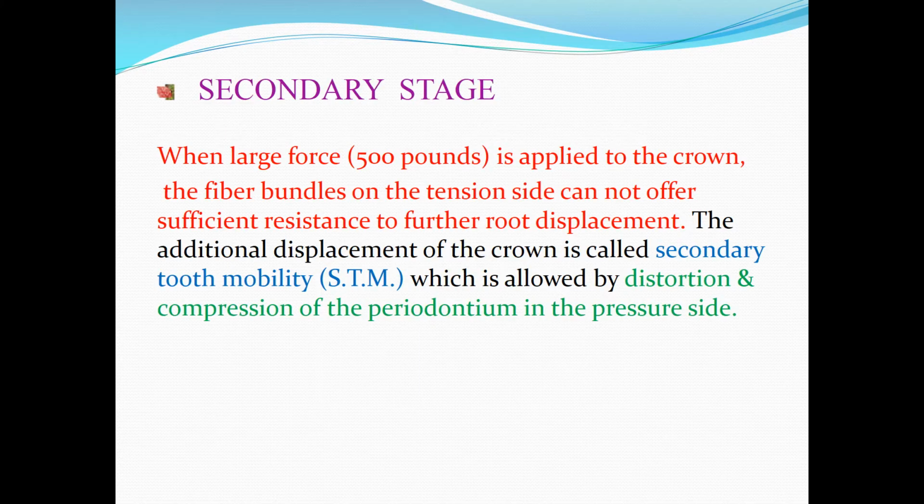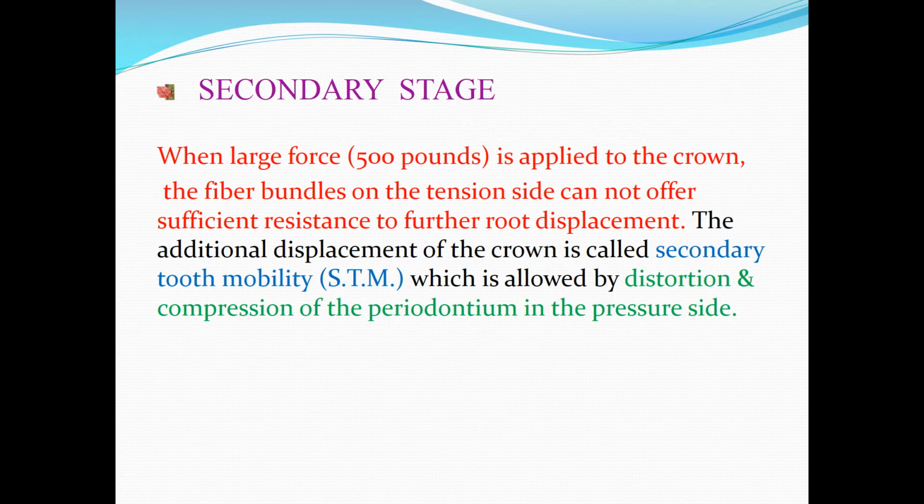The second stage is the secondary stage. In this stage, a large force, about 500 pounds, is applied on the crown of the tooth. So the fiber bundles on the tension side cannot offer sufficient resistance to further root displacement. What does it mean? It means that the fibers of the periodontal ligament cannot withstand further displacement of the root. If this force remains, it will lead to tearing of the periodontal ligament fibers.